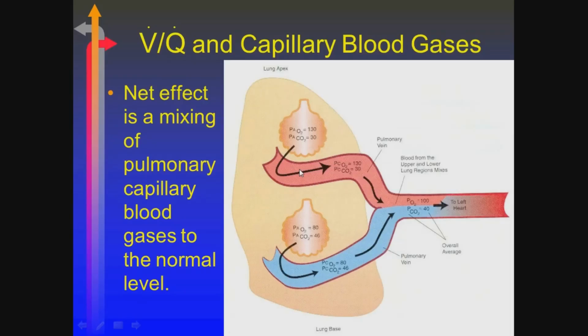In the normal case, there's a difference between what is going on at the apices and bases. This is why it's not exactly a VQ relationship of 1. It's a VQ relationship of about 0.8. And what you end up having is a normal mixing in the process. So it's a little bit of a higher PO2 in the apices, a little bit lower PO2 in the bases, all mixes together, and you come out with our normal values. 80 to 100 for PO2, 35 to 45 for CO2.